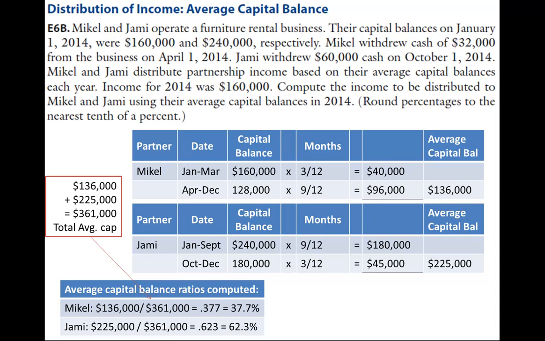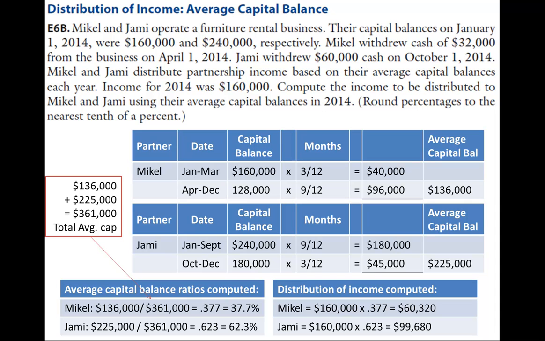We do the same with Jamie, taking her average balance of $225,000 divided by the total partnership average balance of $361,000, which leaves her with the 62.3%. So that then is the ratio at which we will distribute the $160,000 of income. So the income will be distributed 37.7% to Michael and 62.3% to Jamie, which will leave Michael with $60,320 and Jamie with $99,680.